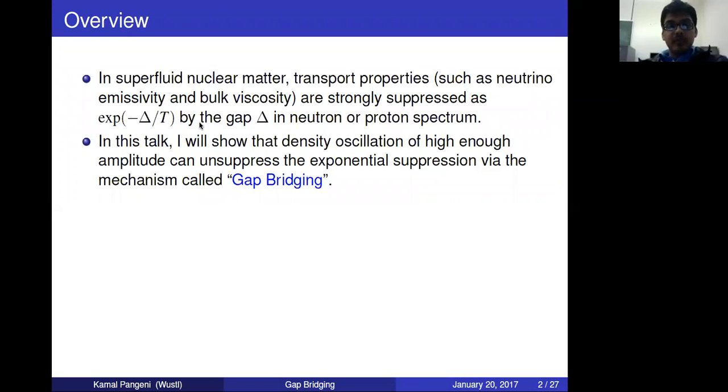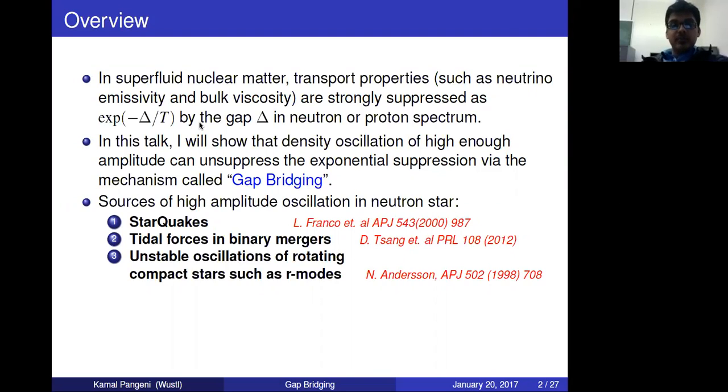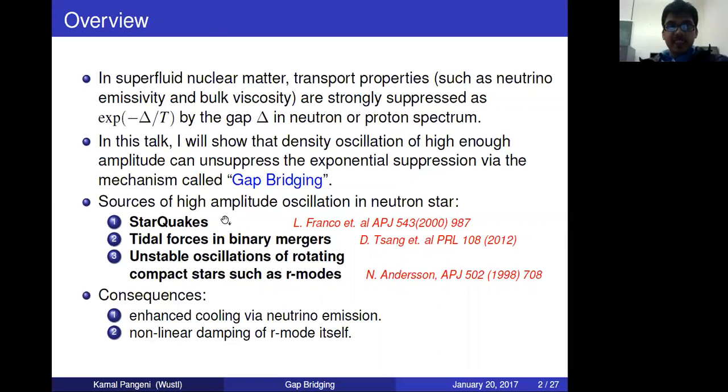I'm going to tell you more about this idea of gap bridging. It works in the presence of density oscillations, and we know of a lot of sources of high amplitude oscillations in neutron stars, such as star quakes and tidal forces in binary mergers. There are also the r-mode unstable oscillations of rotating compact stars. In the presence of these oscillations that unsuppress the neutrino emissivity, we can get enhanced cooling of the neutron star, because a neutron star mainly cools due to neutrino emission. If you have an enhancement in neutrino emission, you get enhanced cooling. This also helps in damping of the r-mode oscillations.